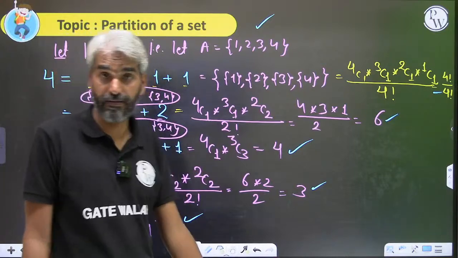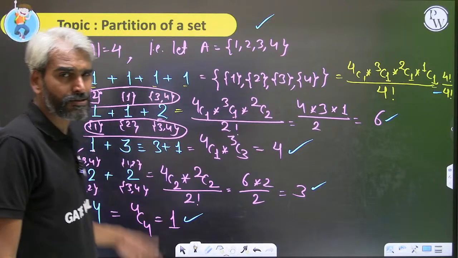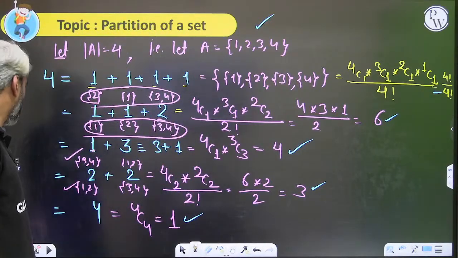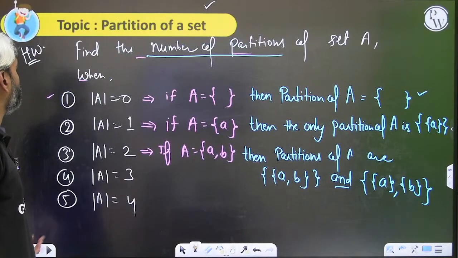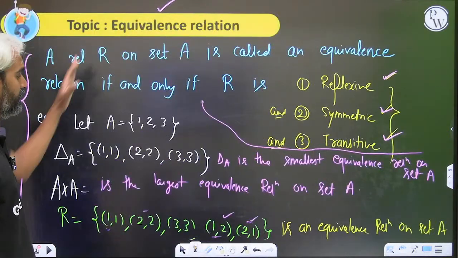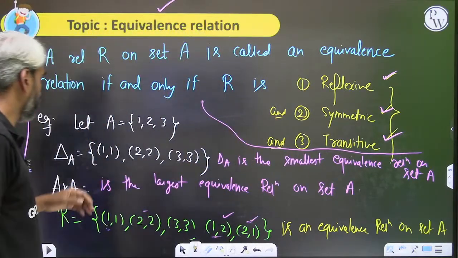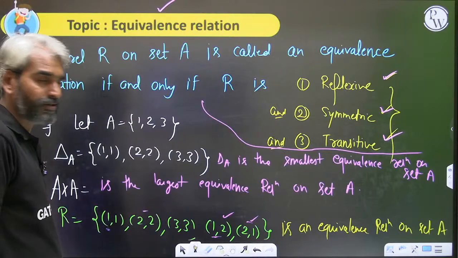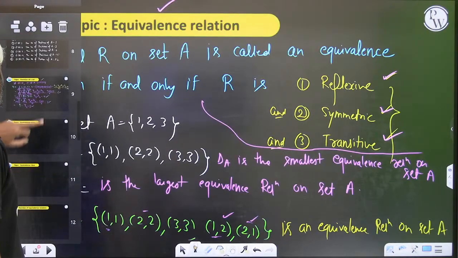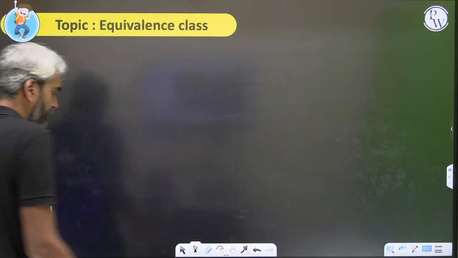Sir, we have understood the partition, but why is this concept of partition so important? We have discussed the concept of equivalence. What is an equivalence? The relation which is reflexive, symmetric, and transitive. Let's move to the next concept after that, that is equivalence class, and you will realize why this concept of partition matters.